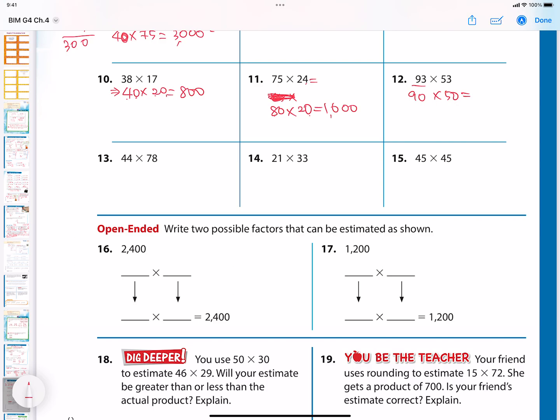9 times 5? Yes, 45, and 2 more zeros to be added. All right, next. 40, since 40 is round down, times 80. 32, 2 more zeros, so 3,200.